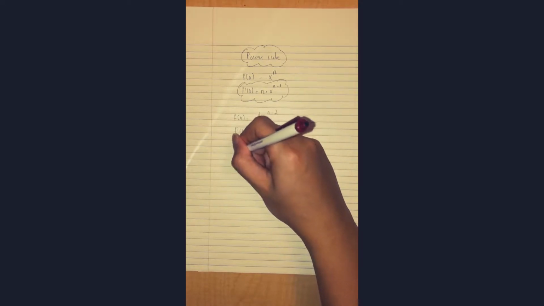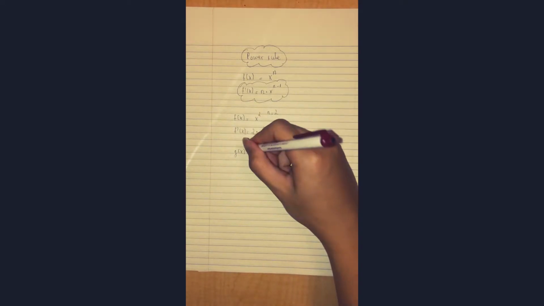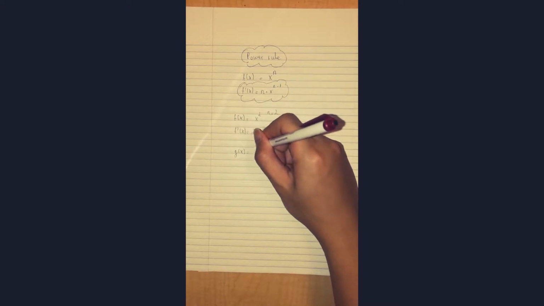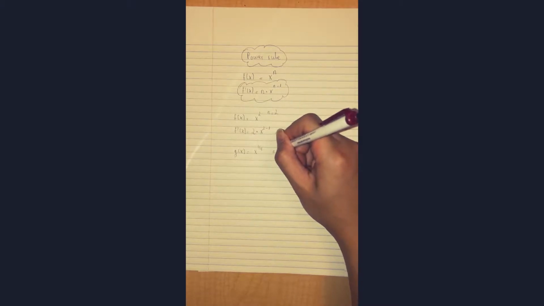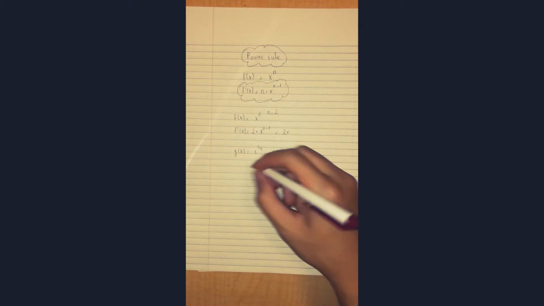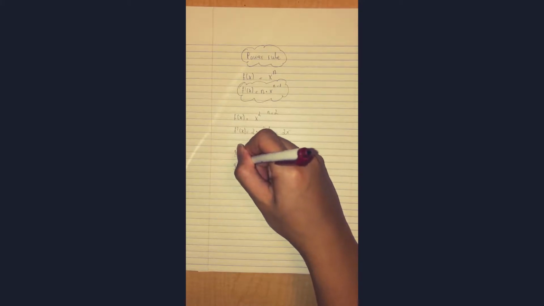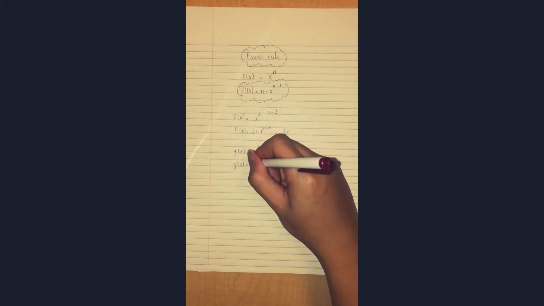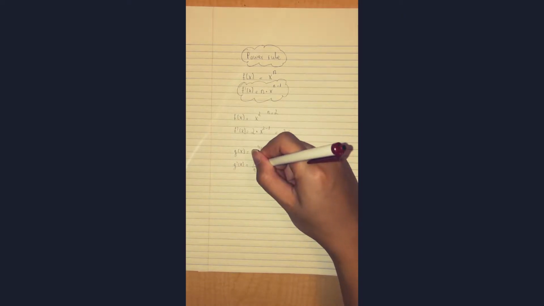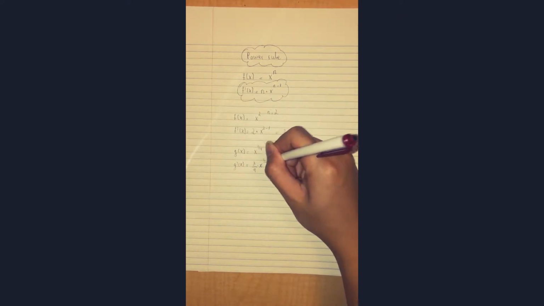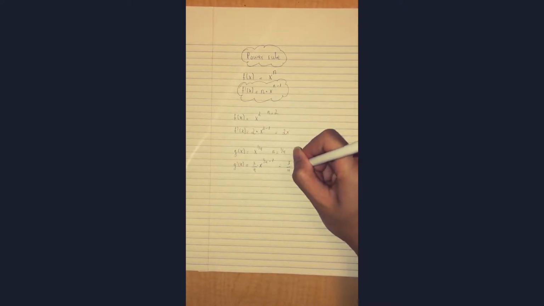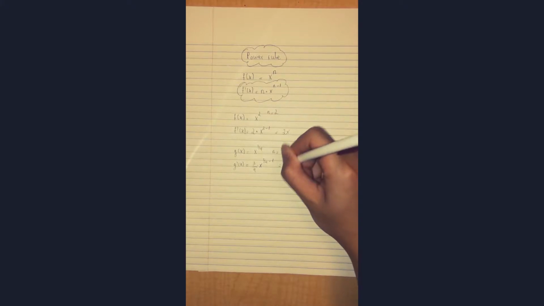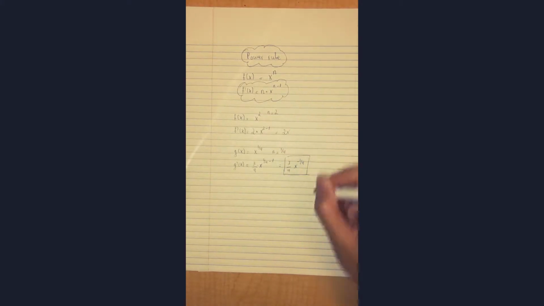Now let me give you another example. Let's say g of x is equal to x to the 3/4. So now n is equal to 3 over 4. So taking the derivative of x, you put the n in front, you multiply by x to the 3/4 minus 1, which then gives you 3/4 x to the negative 1/4. And that is how you use the power rule.